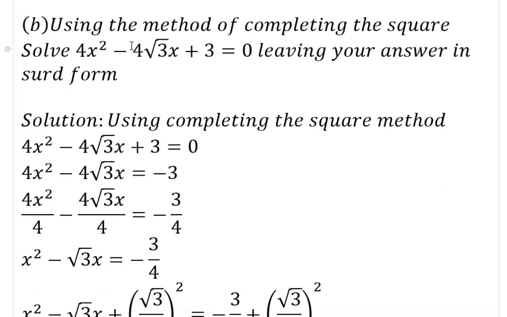So let's dive straight to the second part. Now, using the method of completing the square, solve this quadratic equation: 4x² minus 4√3x plus 3 equals 0. You should leave your answer in what?